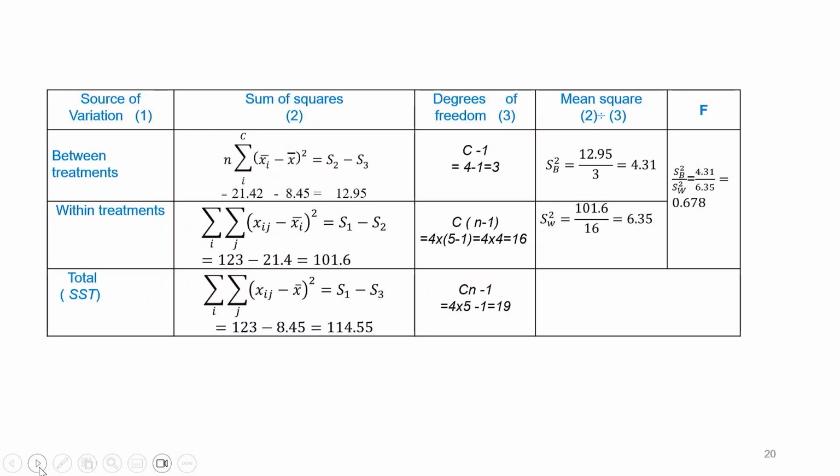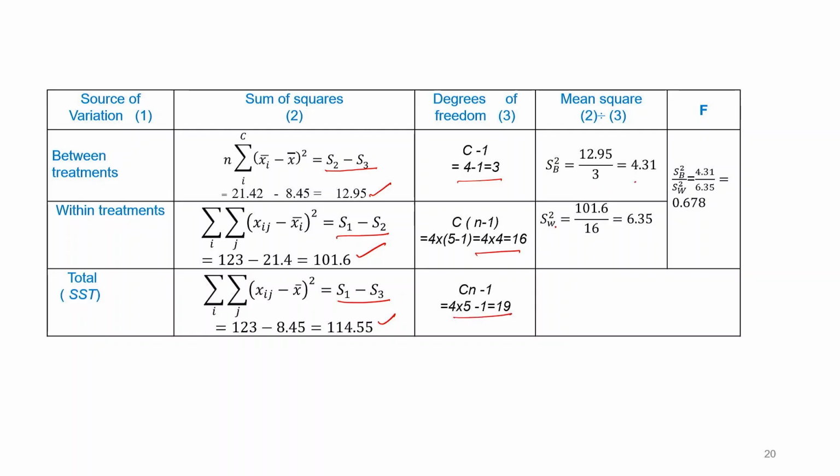So once we have these values, then we use this table and write down the formula. S2 minus S3, this is the value. S1 minus S2, this is the value. S1 minus S3, this is the value. These are the degrees of freedom.